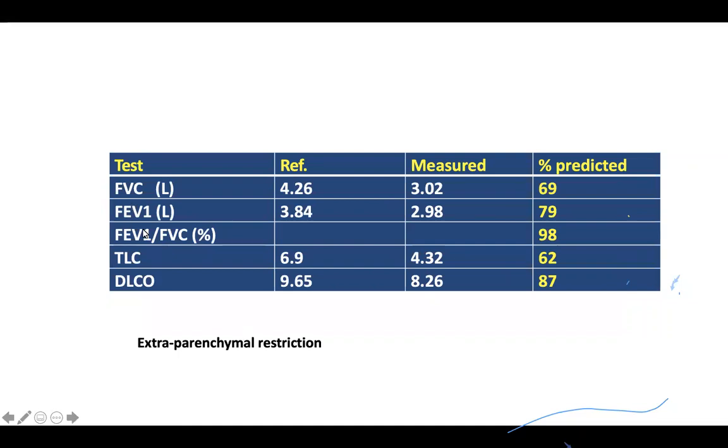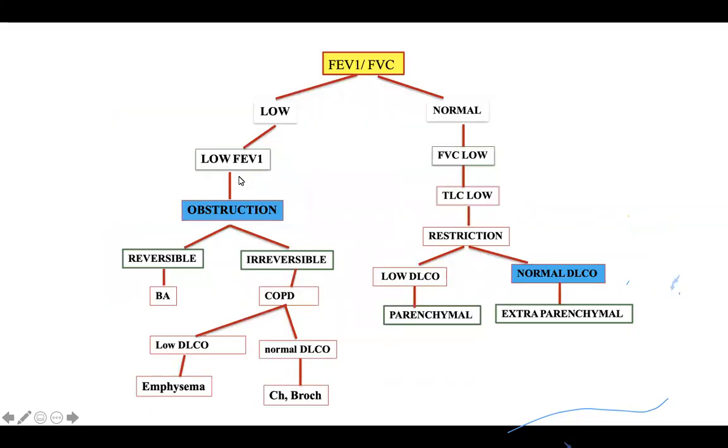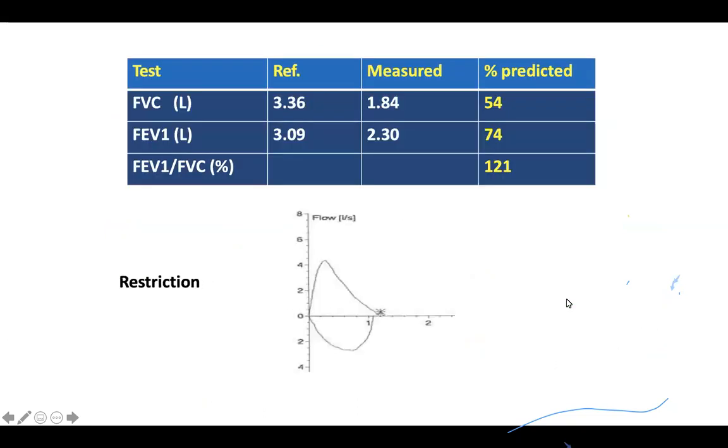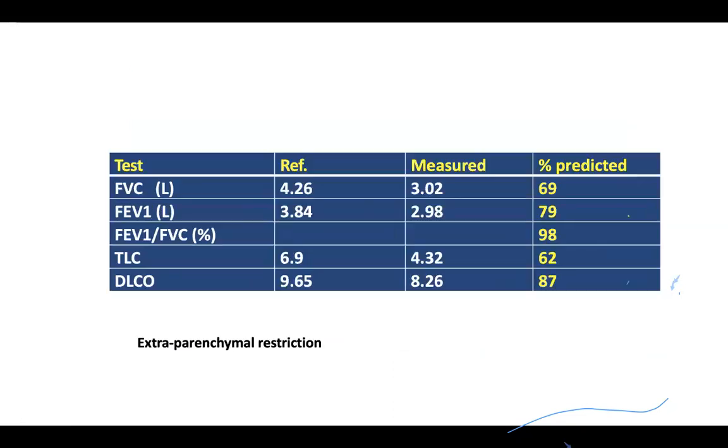As I have shown in the diagram, if we see TLC is low, it goes more in terms of restriction. And if the DLCO is normal, then it is more in terms of extraparenchymal illness. So here we see that the DLCO is almost normal, so it goes more in terms of extraparenchymal restriction.